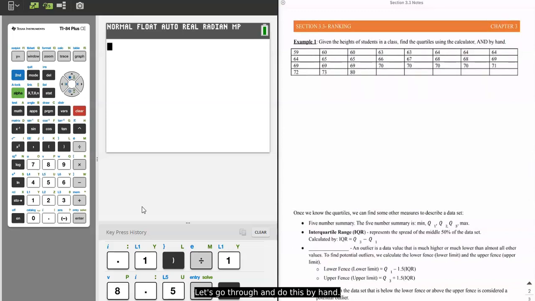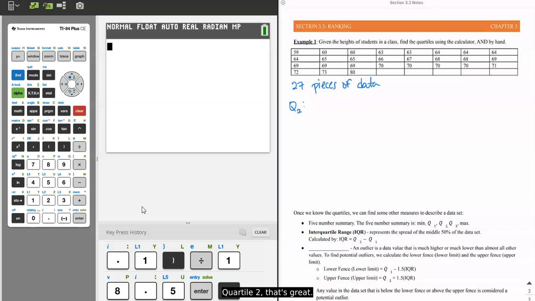So let's go through and do this by hand. The first thing that we want to do is count the number of pieces of data that I have. So 1, 2, 3, 4, 5, 6, 7, 8. All right, so there's 8 in a row. There's 3 rows, so that gives me 24, and then I have 3 in the last row. So it looks like there's 27 pieces of data. So the first thing that we want to do is actually find quartile 2. So quartile 2.